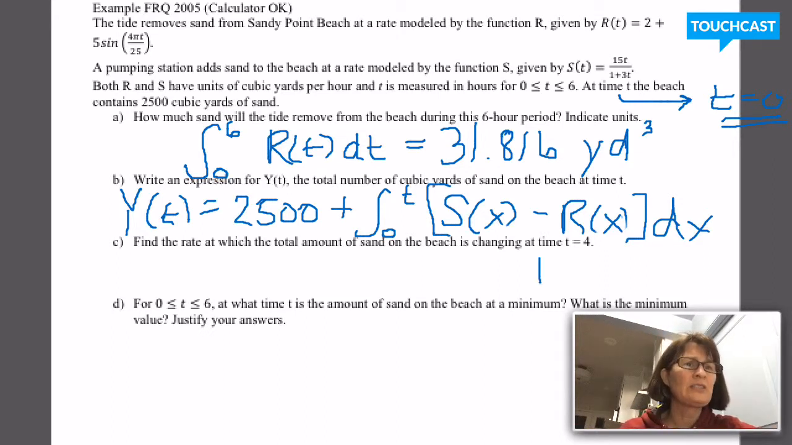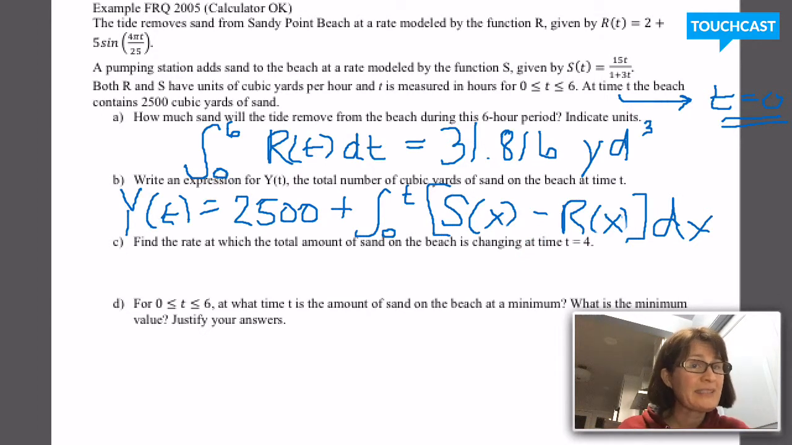Notice here at this subtraction sign, you could have split this up into a second integral. So you could have also written the integral from 0 to t of s of x dx minus the integral from 0 to t of r of x dx. Either one will get full credit.